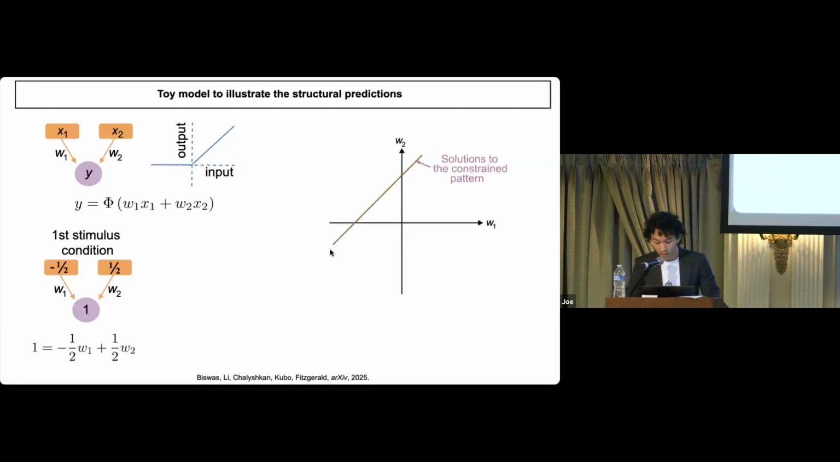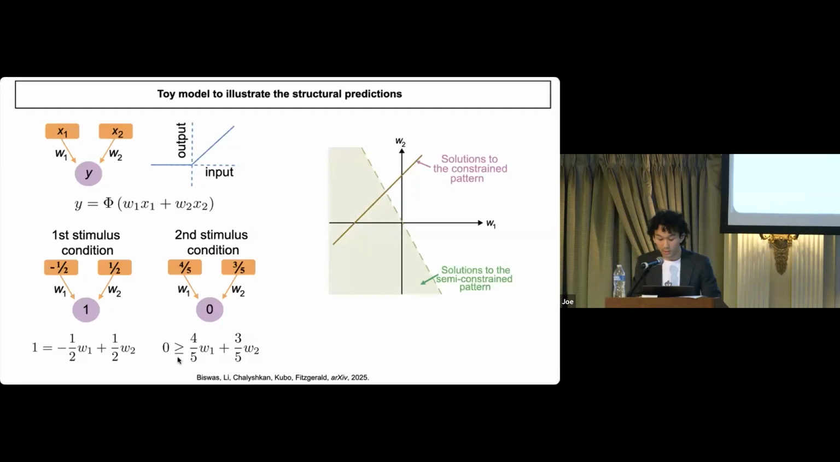All the weight combinations shown here, lying on the brown line, solve this equation, given by this condition 1, and we call this a constraint pattern. Now let's say we have a second stimulus condition, for which the neuron does not respond. In a threshold linear setting, that's equivalent to this inequality. So the solution space for this stimulus condition, which we will call semi-constrained, is now this whole shaded green region. And so now the solution to both of these patterns is this deep brown line, that, well, I guess you can still see, where solutions to each of the stimulus conditions intersect.